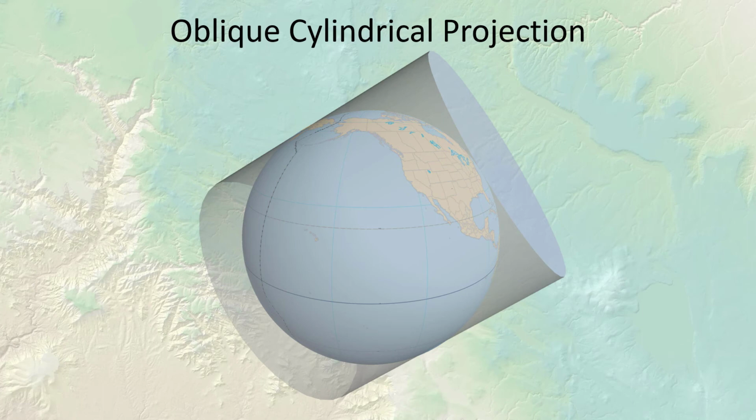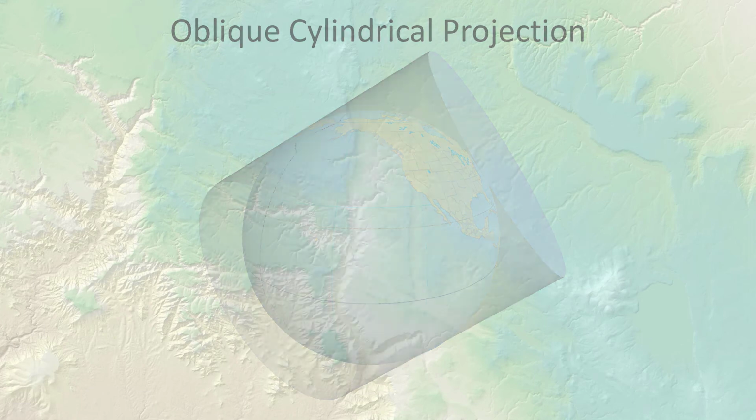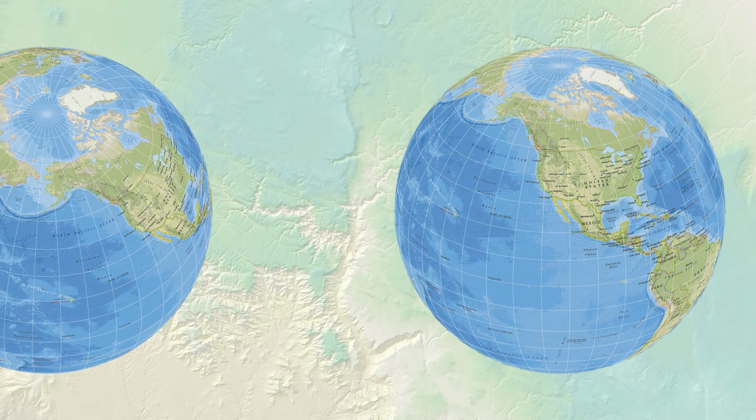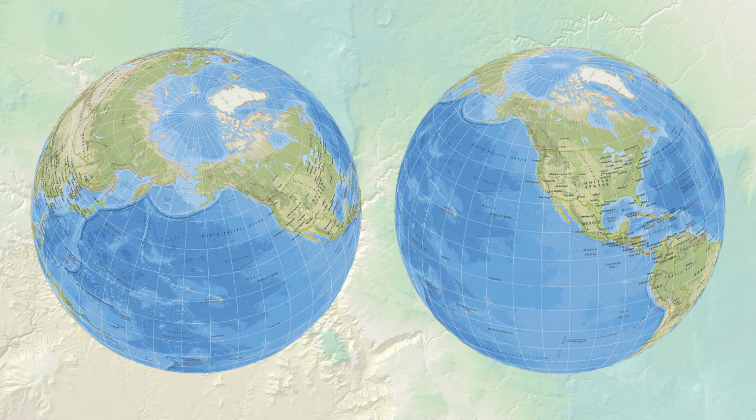So why do you suppose you'd do this? Can you think of a scenario where you would create or use an oblique cylindrical projection? So the answer has to do with when you have long regions on the landscape you want to map, and these long regions aren't oriented perfectly north-south or east-west. An example might be Baja California, or maybe the Aleutian Islands off of Alaska.